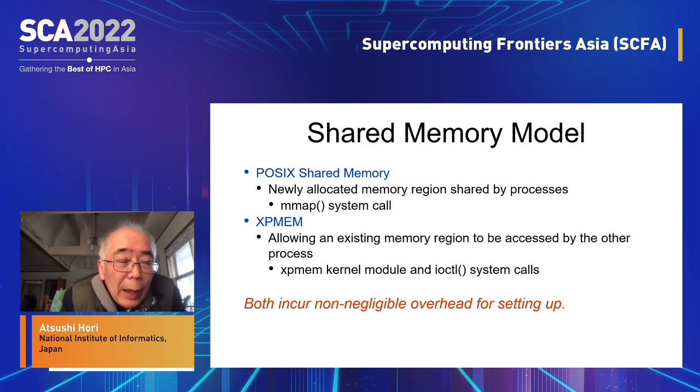XPMEM allows a process to access the data owned by another process. Unlike shared memory, XPMEM allows access to existing memory. But to do that, the XPMEM kernel module should be loaded, and to attach or publicize a memory region, you have to call several ioctl system calls. So both POSIX shared memory and XPMEM incur non-negligible overhead for setting up.